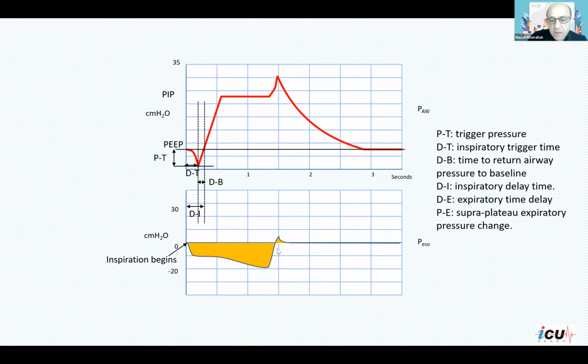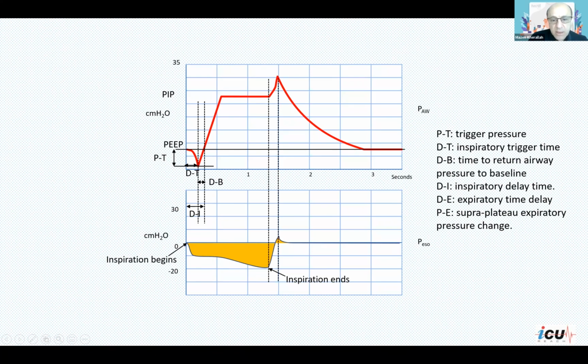Now notice that the breath has actually ended here. You can see that the patient stopped his inspiratory efforts, and the inspiration ended at this point here. However, notice that the ventilator did not end inspiration yet. The ventilator inspiration ends here, and that's what you notice here, that the patient started to exhale. So the patient is exhaling and the ventilator is still in inspiration.